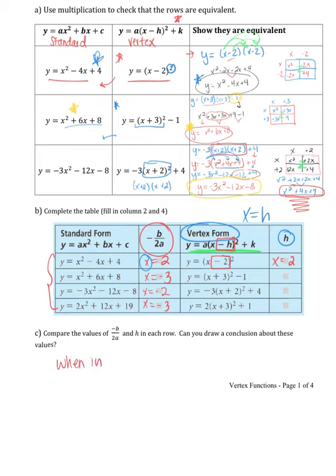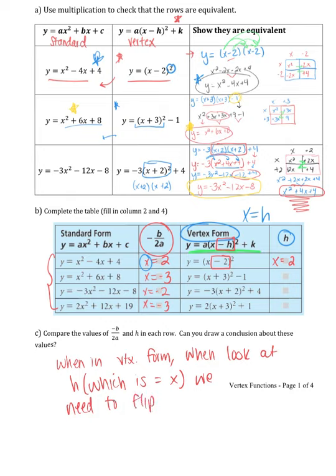When in VTX, that means vertex, okay? So when you're in vertex form, when we look at h in parentheses, which is equal to x, we need to flip the sign of the number. Okay, and the reason why we do that is because of this negative in the vertex form. Okay, I know it's tiny, but I just circled it. So that's why we need to flip the sign.